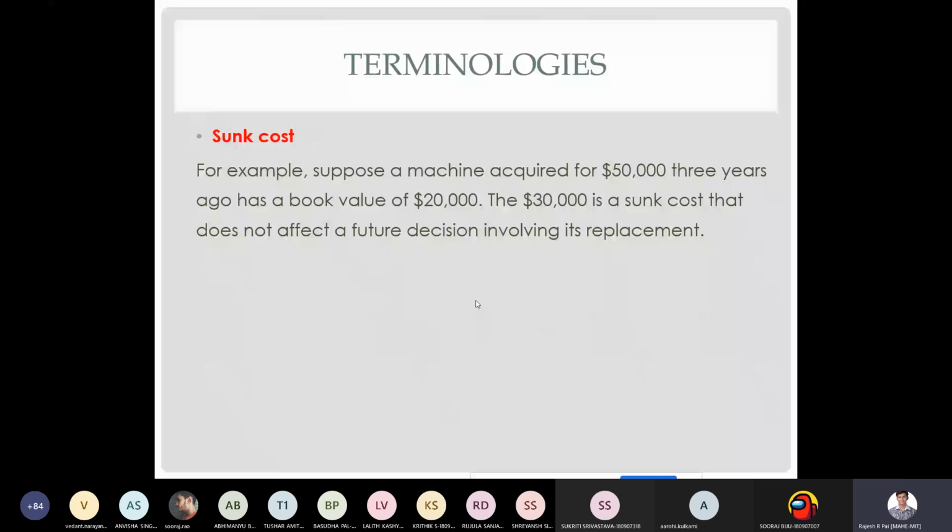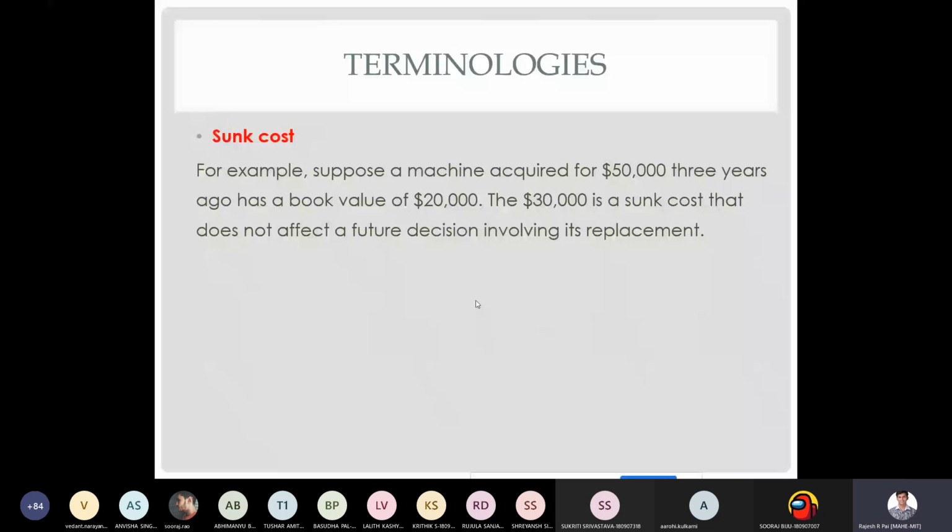Okay, the 30,000 is nothing but the sunk cost that does not affect a future decision involving its replacement. So that is nothing but, suppose you have a machine which you acquired 3 years ago. At that time, its cost was $50,000. Okay, but after depreciation, according to the book of accounts, as on today, your value is only 20,000. Okay, so 50,000 was the value of asset 3 years ago. Because of depreciation, right? Its book value in the book of accounts is only 20,000.